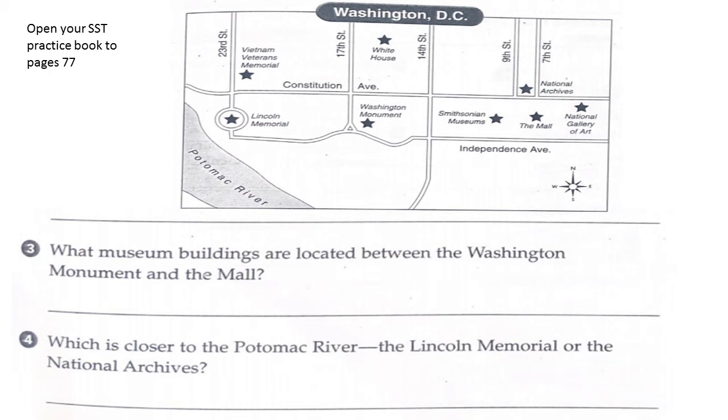So the first answer to the question, what museum buildings are located between the Washington Monument and the mall? So I hope that you followed the instructions and circled both of these places, the monument and the mall, and you can find that it's the Smithsonian street, right? So you can write that down. Now let's look into the next answer, and the answer was Lincoln Memorial.